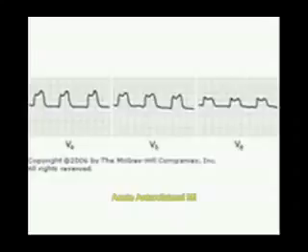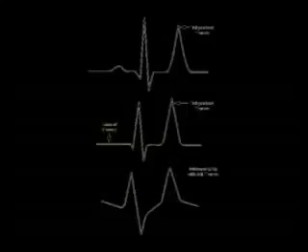Now let us see abnormalities in electrolyte disturbances. First, hyperkalemia. In hyperkalemia, you will see big tent-shaped T waves. You can see here very clearly. T wave is as big as the QRS complex. This is very characteristic of hyperkalemia, that is high potassium level in the blood.